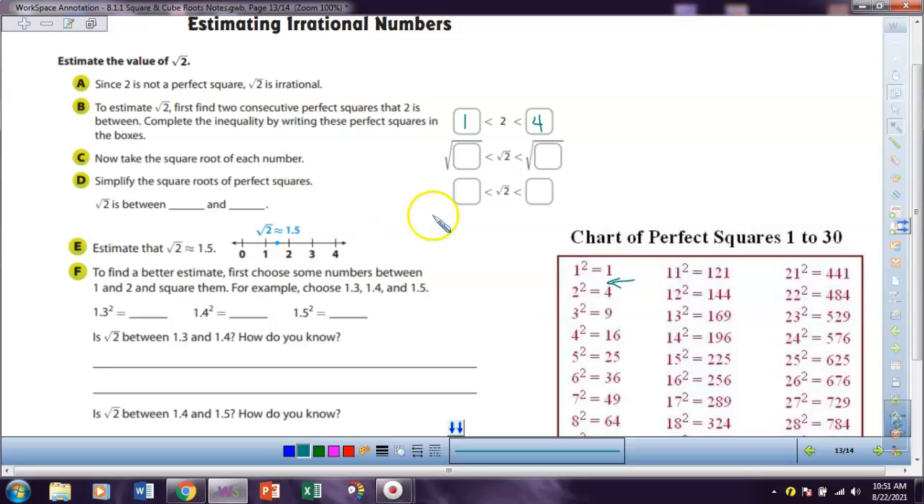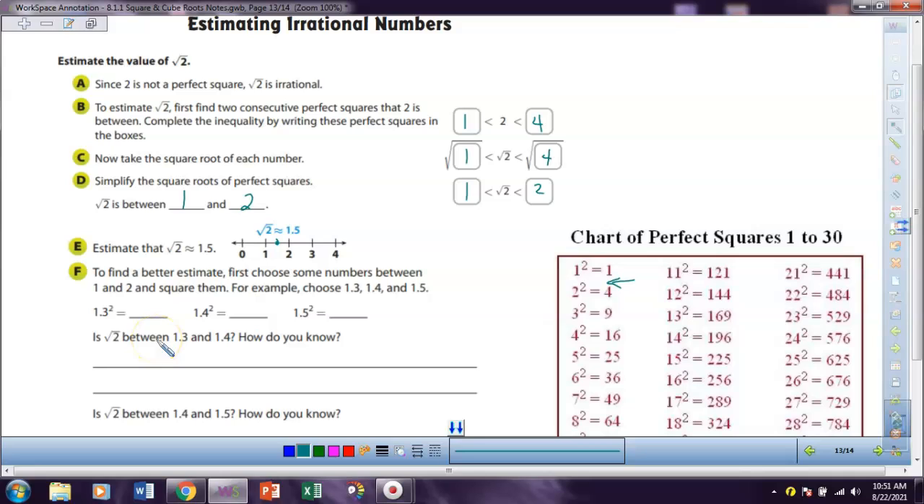Now I can take the square root of each. The square root of 1 is 1. The square root of 4 is 2. So we know that it's going to be between 1 and 2 on the number line. Now we can post it on here, and we can say it's approximately 1 and 5/10 or 1 1/2, because it looks like it might go about there.